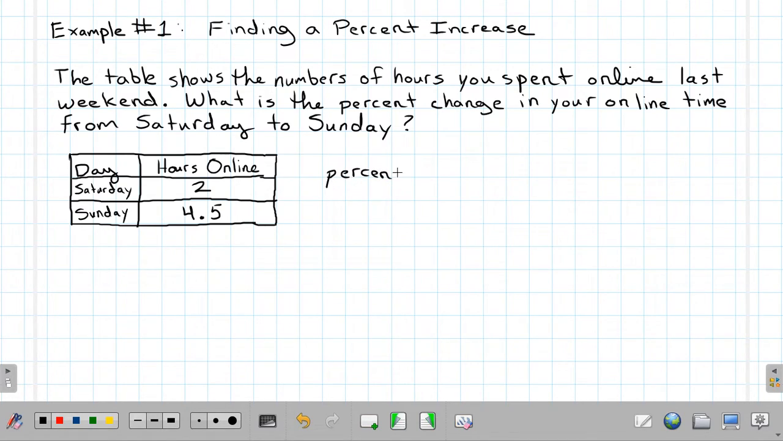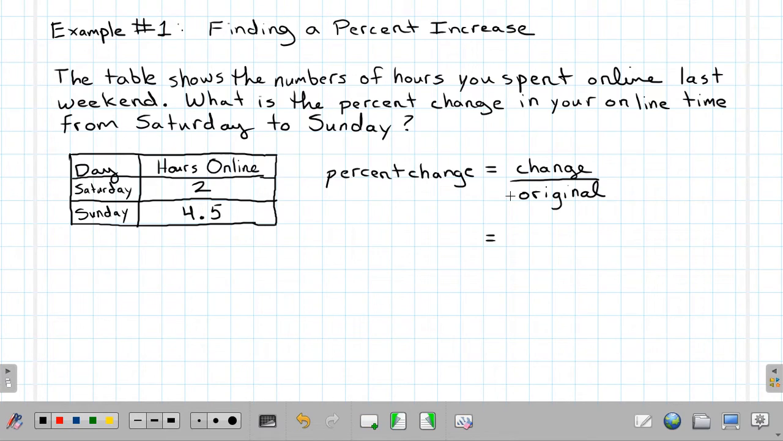So I'm going to abbreviate it and make it smaller here. Instead of saying percent of change, I'm just going to say percent change is equal to change over original. I'm abbreviating to make it easier to remember. So percent change is equal to change over original. As soon as we see the words percent change, percent increase, or percent decrease, this is the formula we need to use.